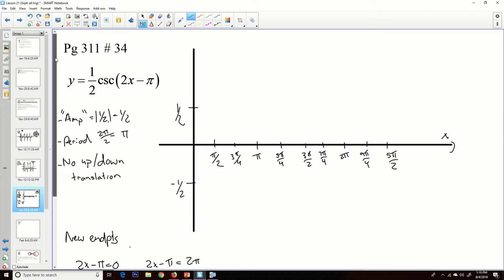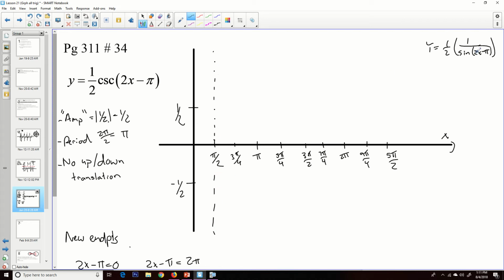And remember that cosecant, so let's rewrite this just over here. So we'll say it's y equals 1/2 times 1 over the sine, because that's what cosecant is, 2x minus pi, and no up-down shifts, so we don't have to worry about any of that. So I get 0. The sine of 0 is 0, so I have an undefined. So right off the bat, our first value is going to be a vertical asymptote.